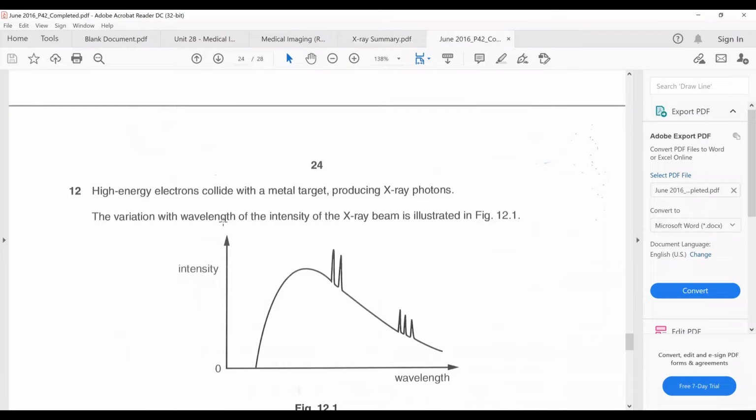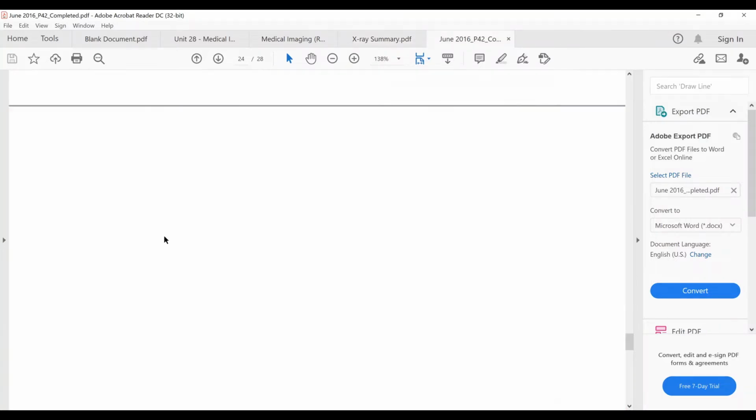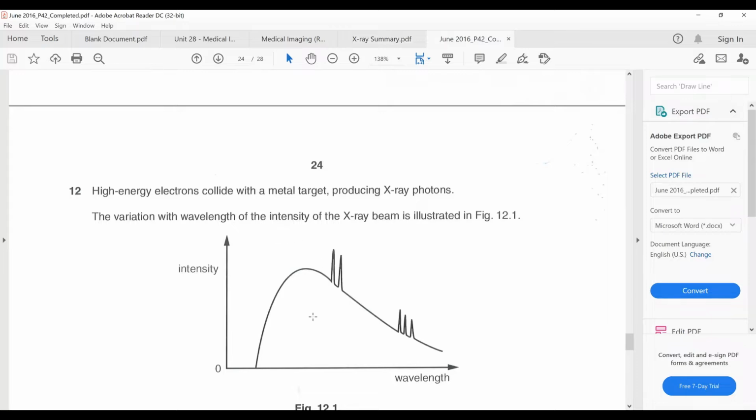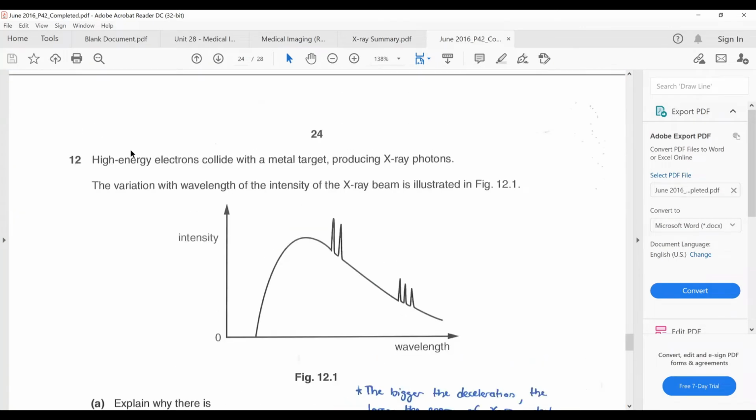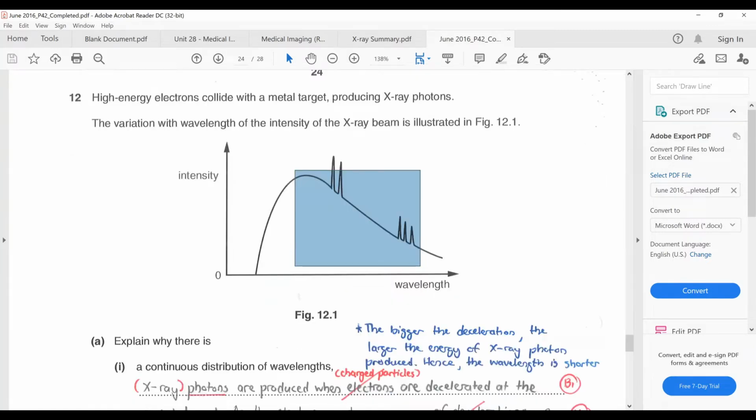Now they tell you high energy electrons collide with a metal target producing X-ray photons. The variation with wavelength of the intensity of the X-ray beam is shown. Explain why there is a continuous distribution of wavelengths. Okay, so what they mention here is electrons collide with a metal target producing X-ray photons. Variation of wavelength intensity I of the X-ray beams produced is this one. Explain why there is a continuous distribution of wavelengths.